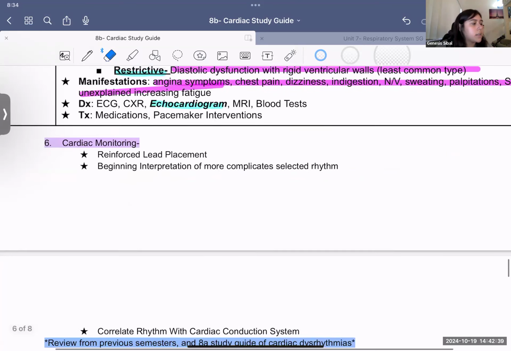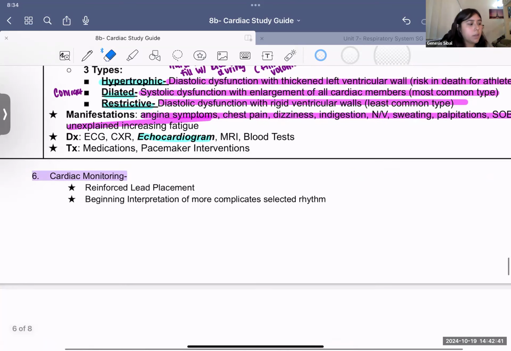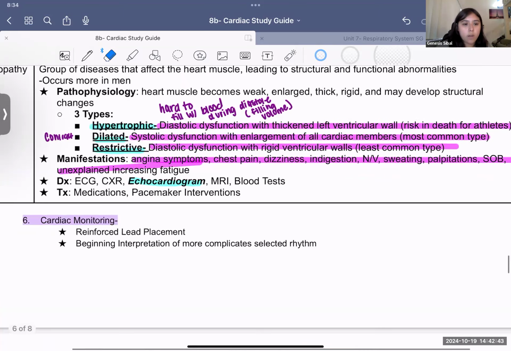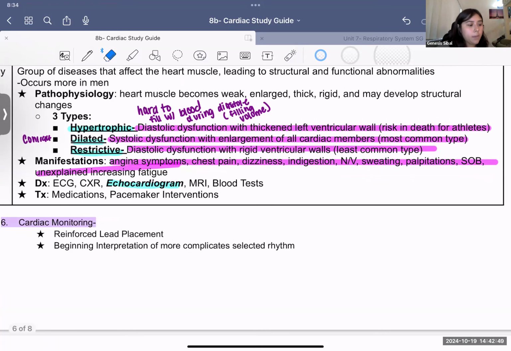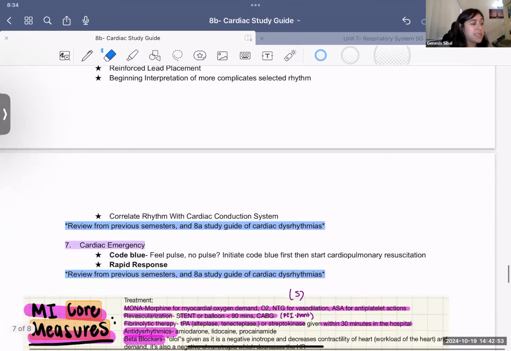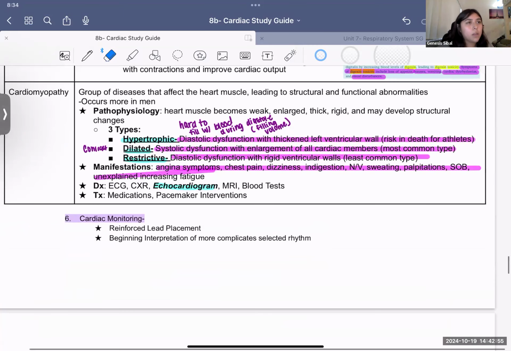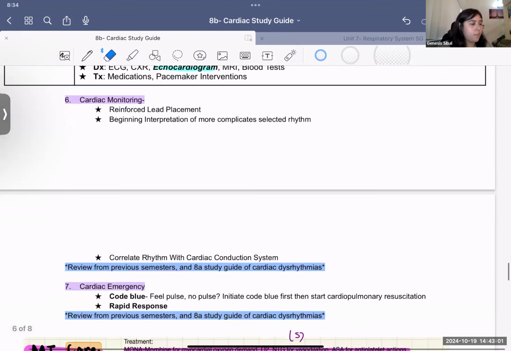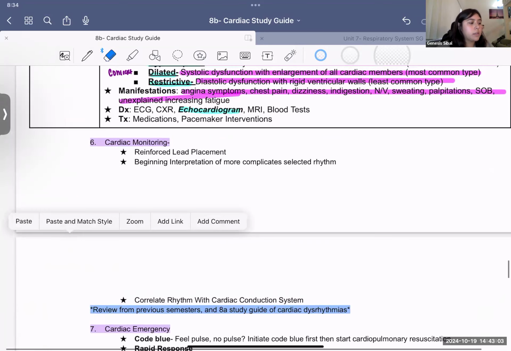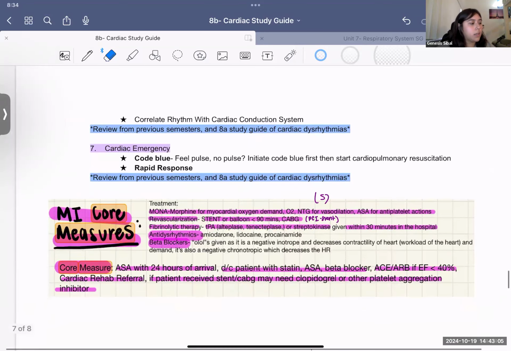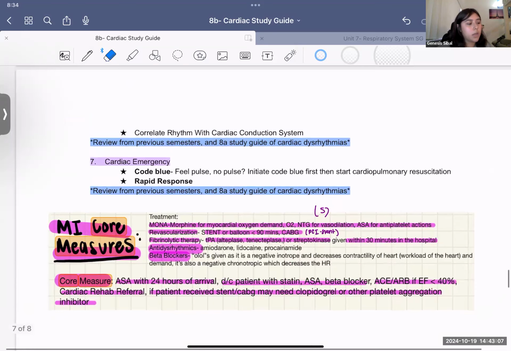And then diagnostics, echo is going to be the thing you're going to do for that because you're going to look at what your heart function is. And then angina symptoms: chest pain, dizziness, indigestion, nausea, vomiting, sweating, palpitation, shortness of breath, and then unexplained fatigue. So that's everything with that, but I feel like those signs and symptoms are basically all associated with heart ischemia and damage, you know? So treatments: medications, pacemaker if they really need it, and then just review code blue stuff.